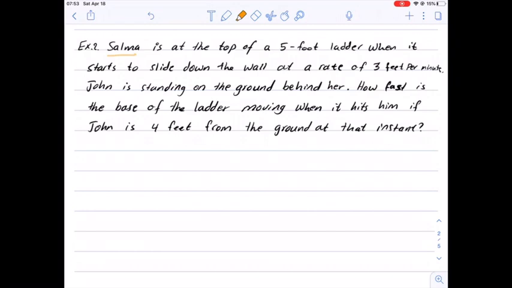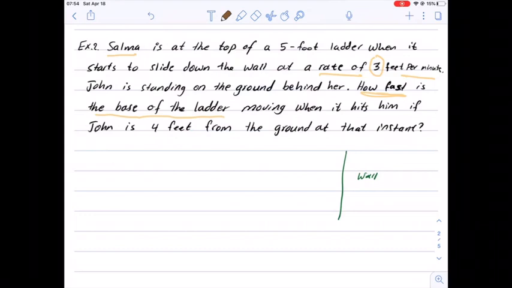Another example. Selma is at the top of a 5-foot ladder when it starts to slide down the wall at a rate of 3 feet per minute. John is standing on the ground behind her. How fast is the base of the ladder moving when it hits him if John is 4 feet from the wall at that instant? So let's graph this problem.